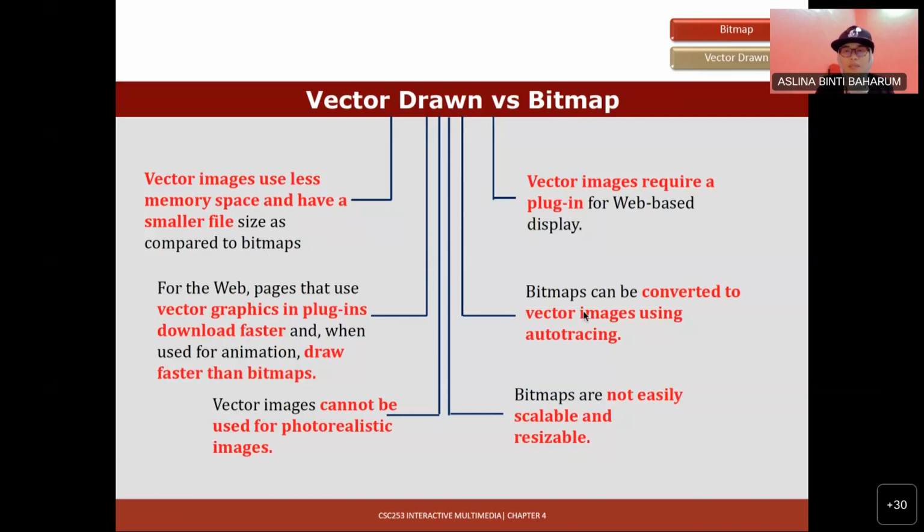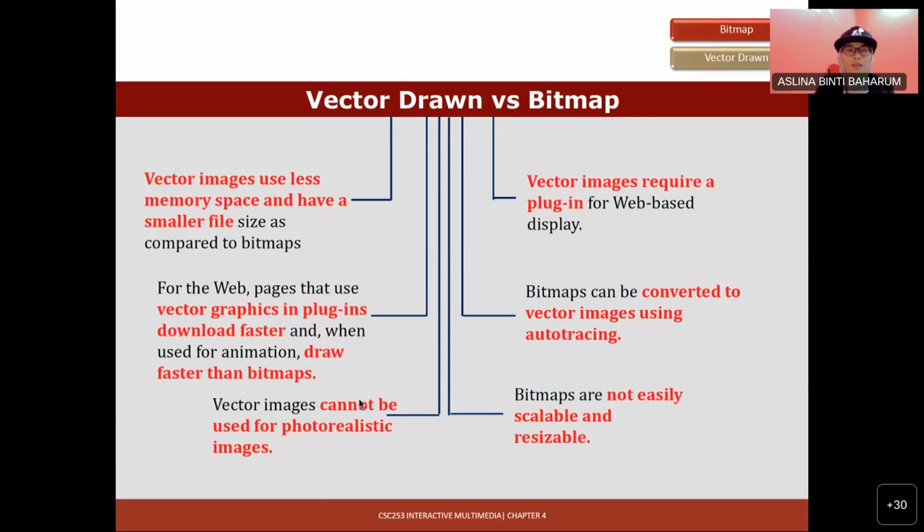Bitmap can be converted to vector images using auto tracing. Like text, you have the text, you can trace it, right? You have the function, the tools in Photoshop, and then you can save it as a vector. Actually you can convert. If you have a big image, you can auto trace it using the tools of the software. Normally I use Illustrator. Sometimes we call it masking or auto tracing. So tracing with the line.